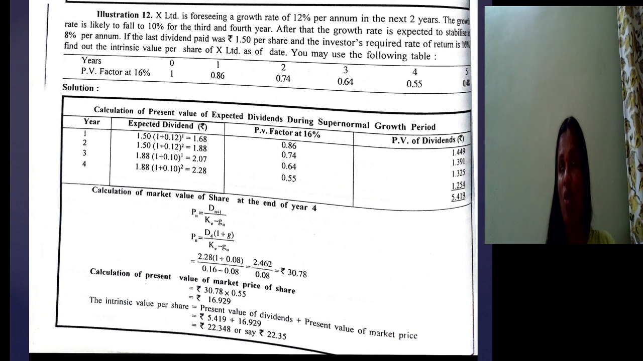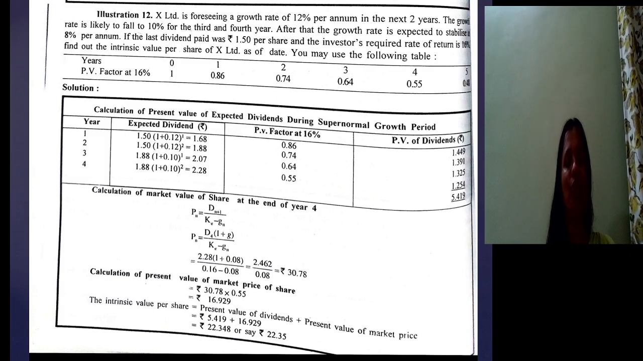There is one more model, known as dividend growth model, where dividend will grow at a supernormal rate. That model we have not discussed, because it was not within the purview of the syllabus. But to solve this problem, we should apply that model itself.